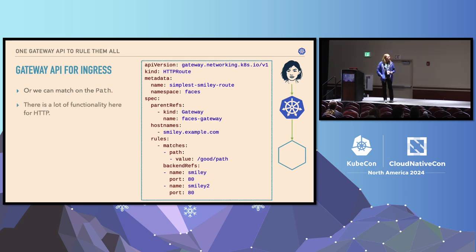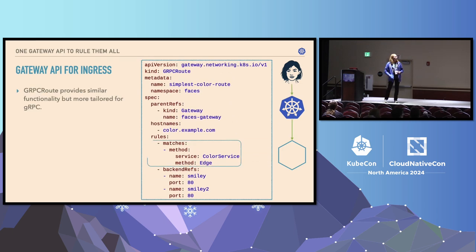And most of these things we can also do for gRPC. Things get tailored a little bit differently. It doesn't make as much sense to do path matching for gRPC, so instead we match on the gRPC service and method, and it's a lot better.